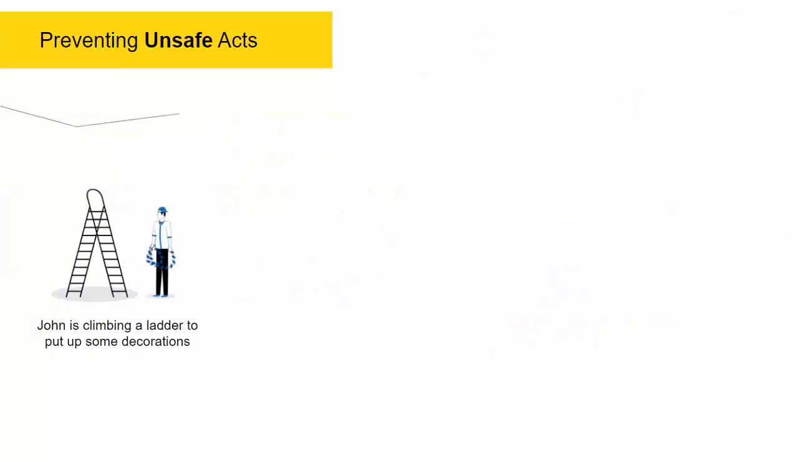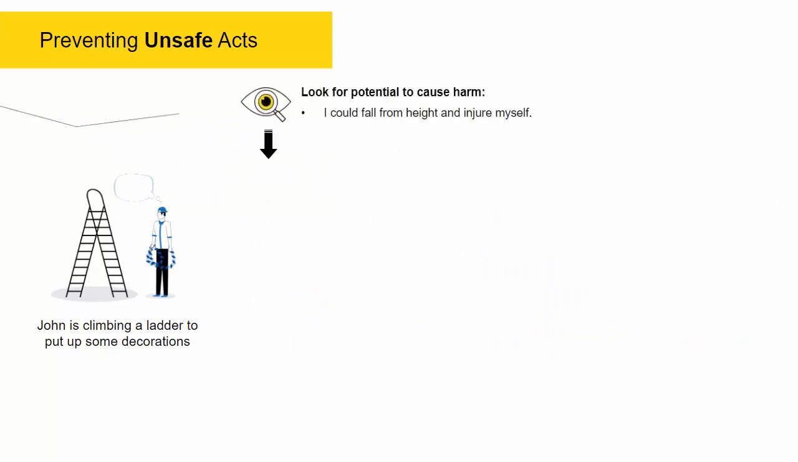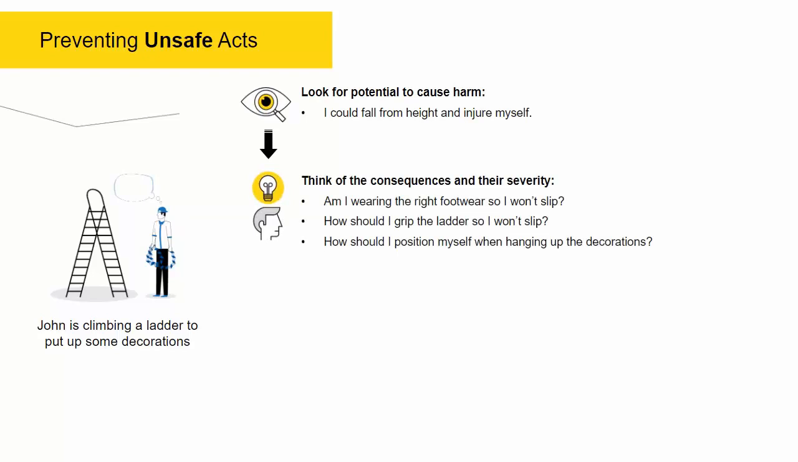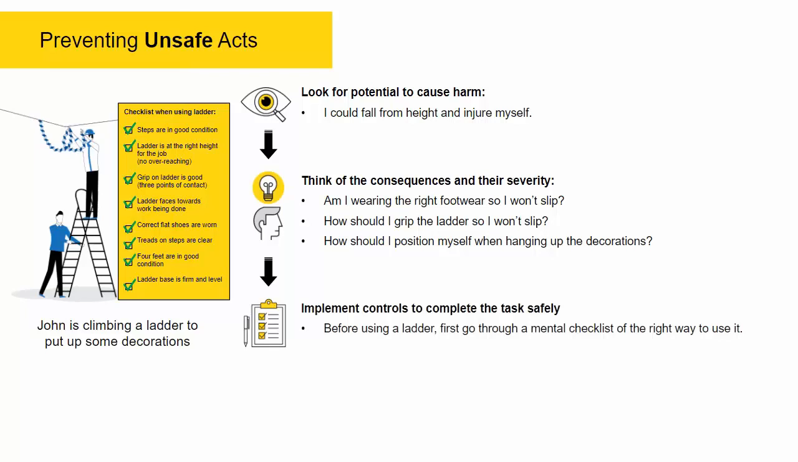Before climbing the ladder, John should think about the potential dangers of using it. For example, he may fall from height. He should think of the consequences of falling off and the severity of his injuries, and implement controls to prevent himself from falling off while climbing.